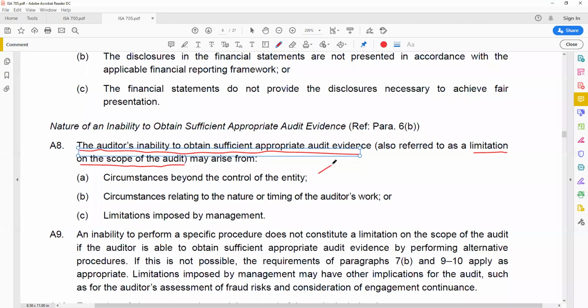It can arise because of, for example, circumstances beyond the control of the entity. For example, a fire breaks out in the company and all the documents and account records are destroyed. Or the nature of the timing of the work: maybe you get appointed in November and the year ends in December. Or even a scenario where management tells you that you cannot audit a particular area. The limitation is imposed by the management themselves.